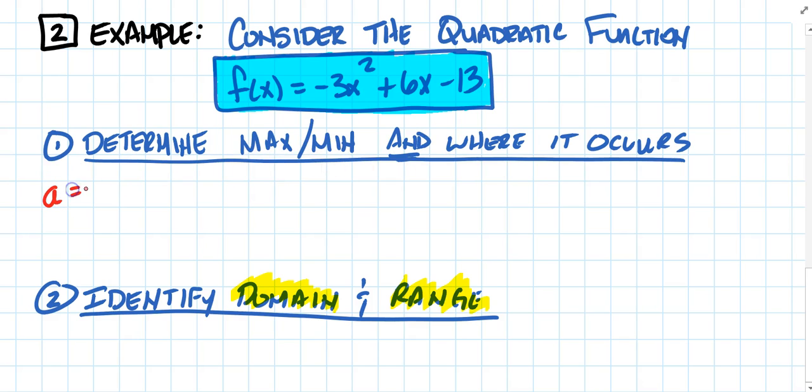We know that a is a value of negative 3. We know that b is a value of 6. And we know that c is a value of negative 13. So far, that should not be a big deal.